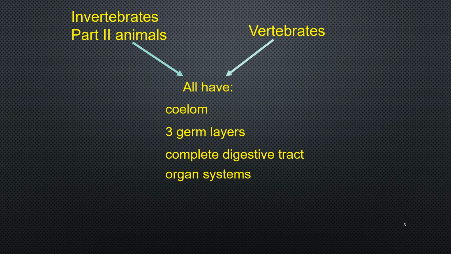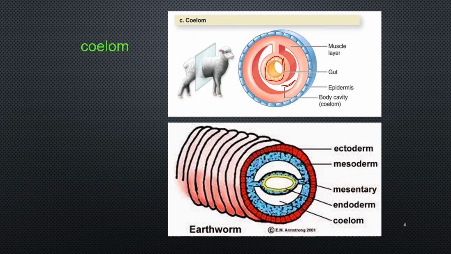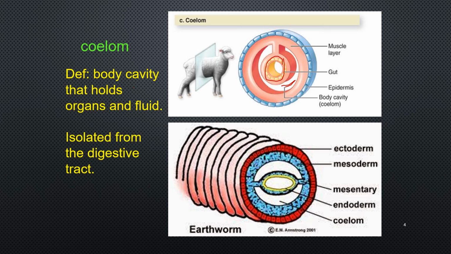They're going to have some organ systems, and they are what we consider ingestive heterotrophs, meaning heterotrophs, they're getting their energy externally, and ingestive, just like you would assume with a complete digestive tract, they are bringing in their nutrition to ingest. So looking at the coelom then, let's start with, by definition, it's a body cavity that holds organs and fluids, and it is important that you know that it's isolated from the digestive tract.